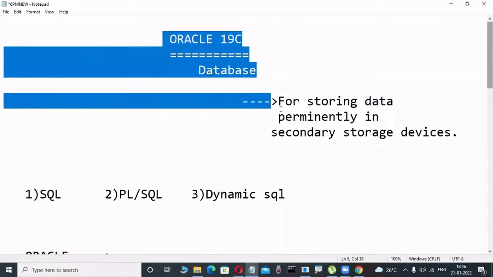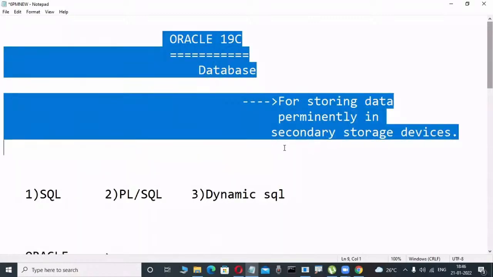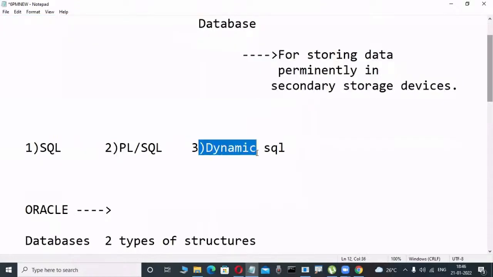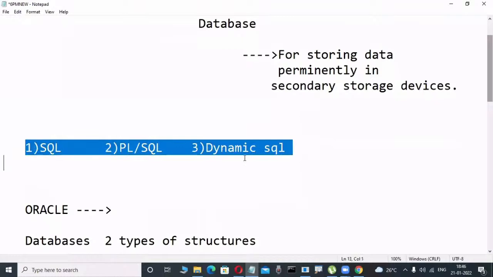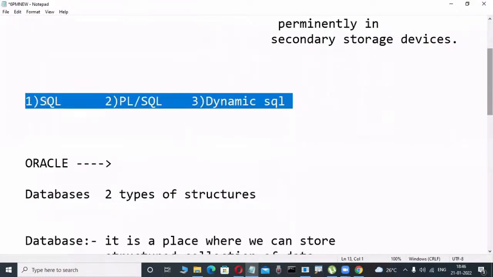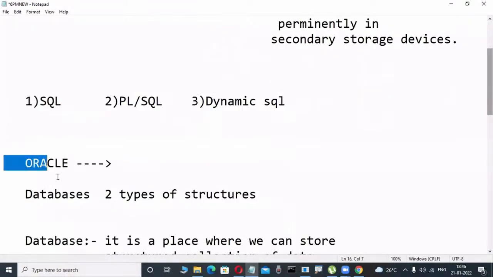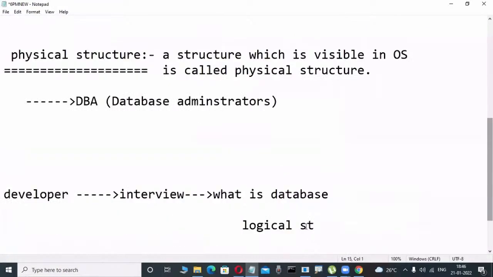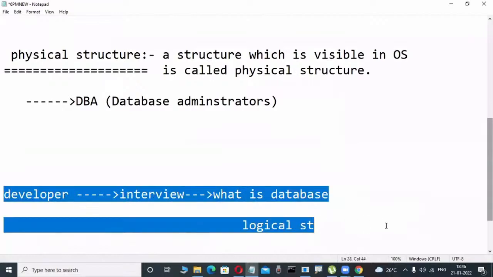If you want to operate this Oracle software, we are using SQL, PLSQL, and dynamic SQL languages. Anywhere we are learning an Oracle course, they are telling only these three things. That is a very small thing I'm telling. Okay, fine.